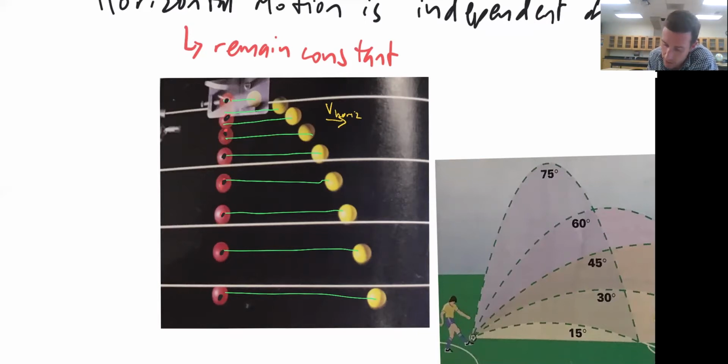The yellow one has a horizontal velocity. It was pushed sideways as it started to fall. They were both released at the same time, and then they took pictures every fraction of a second. So the yellow one, its vertical part is exactly the same as the red one's vertical component, right? They match up 1 to 1, but it has the additional horizontal component to it.